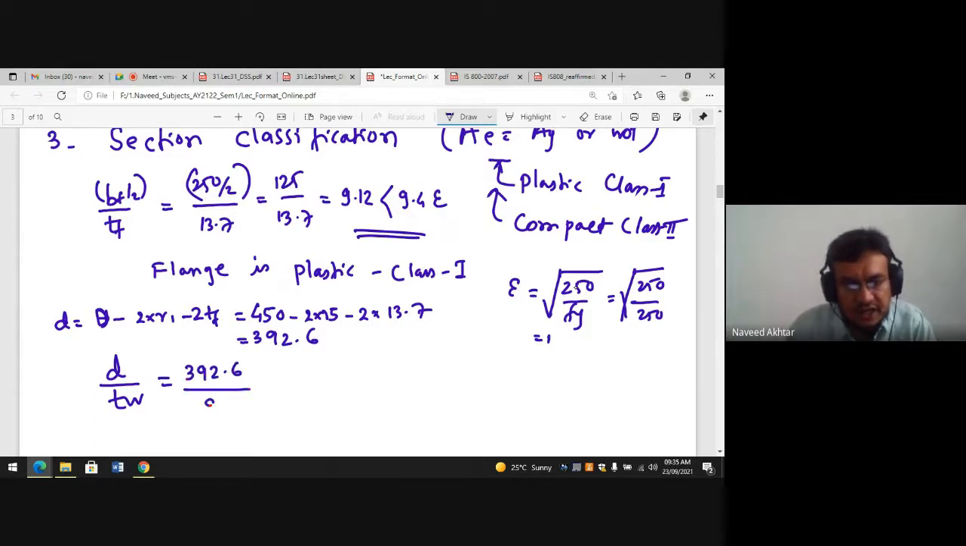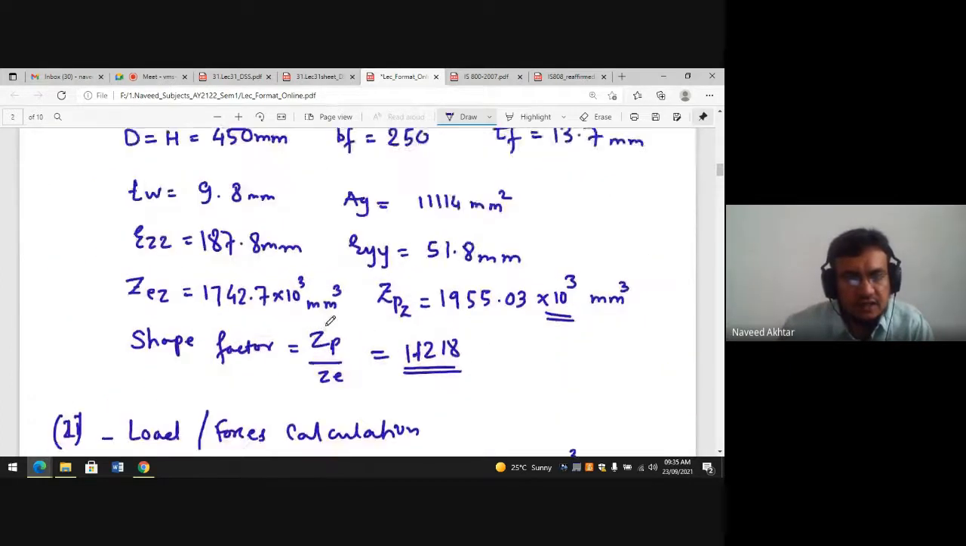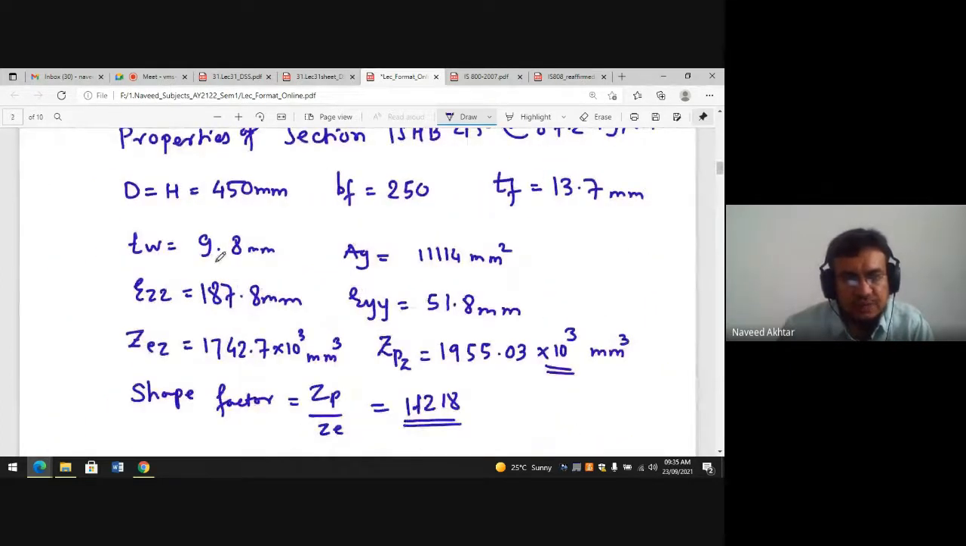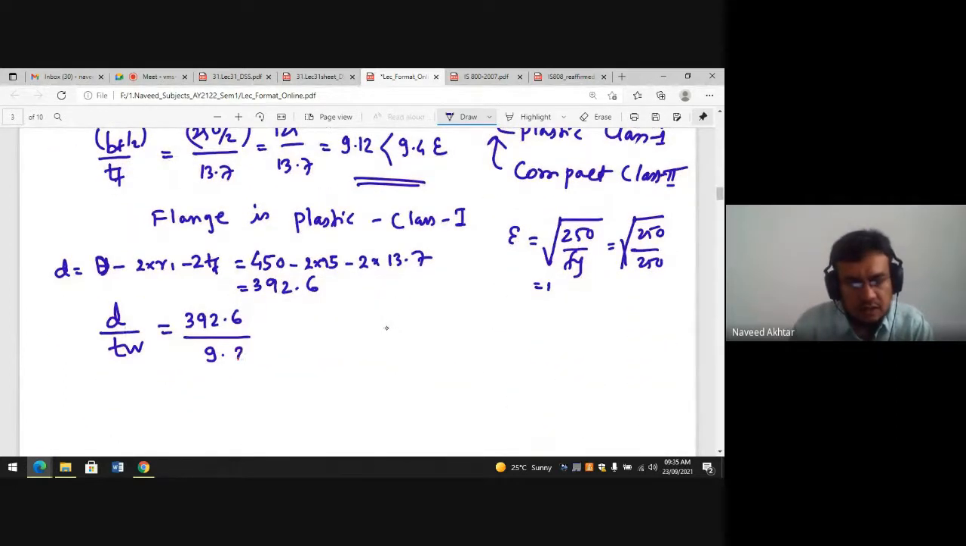tw is already there from the sectional properties. We have written here that this tw is 9.8, so I will write down here 9.8. Dividing, it is coming around 40 point something, 40.06.